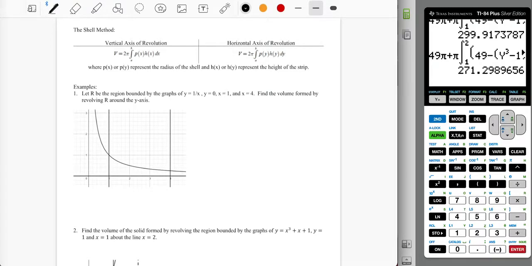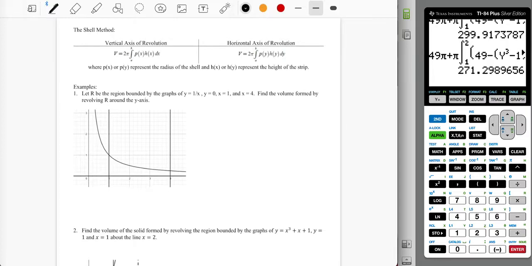So the stuff on the previous page leads us to these formulas, one for the vertical axis of revolution and one for the horizontal axis of revolution, but it's all going to boil down to placement of your rectangles and knowing what the bounds are. And once you have that, then it goes pretty quickly.